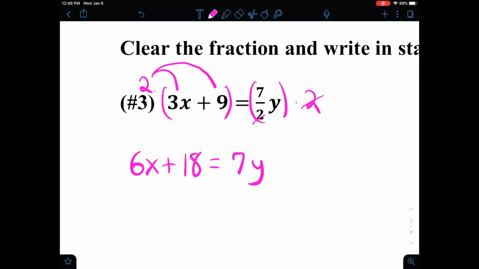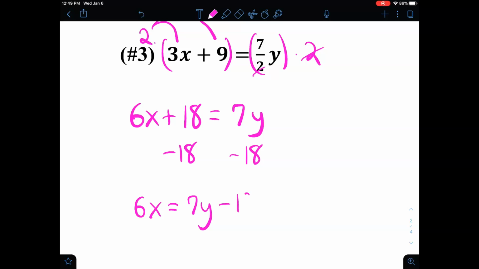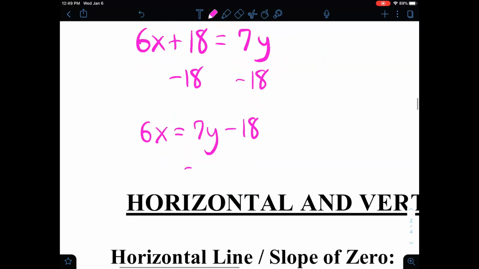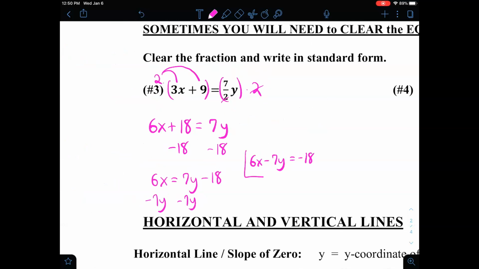Okay? Now I want to get x and y on the same sides. I think what I'm going to do first, I'm going to keep everything positive. I'm going to subtract 18 from both sides and keep the 6x where it is. 7y minus 18. And then I'm going to subtract 7y from both sides to get 6x minus 7y equals negative 18. And there's our answer.